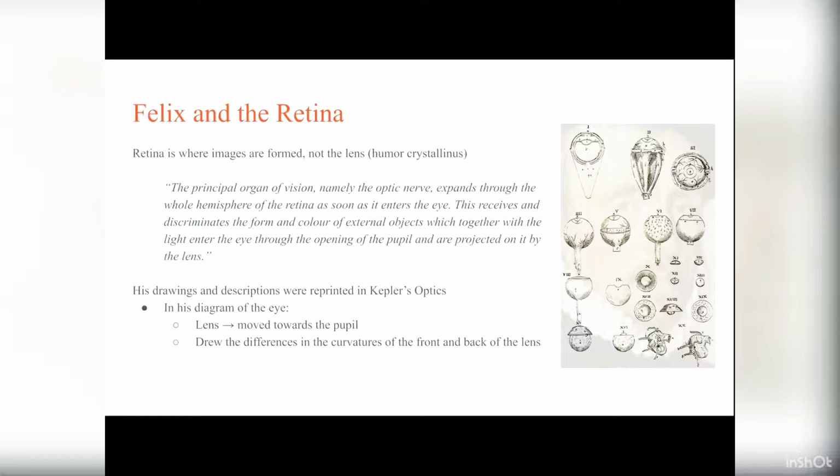He quotes, "The principal organ of vision, namely the optic nerve, expands through the whole hemisphere of the retina as soon as it enters the eye. This receives and discriminates the form and color of external objects, which together with the light enter the eye through the opening of the pupil and are projected on it by the lens."